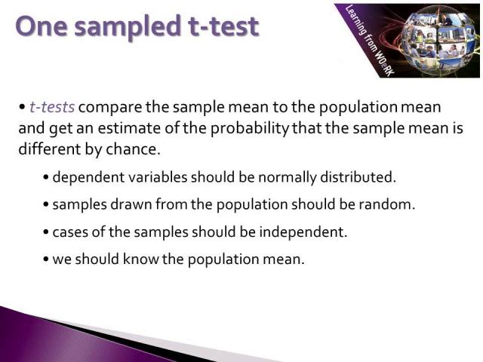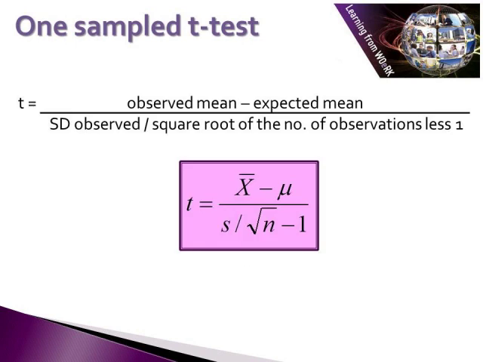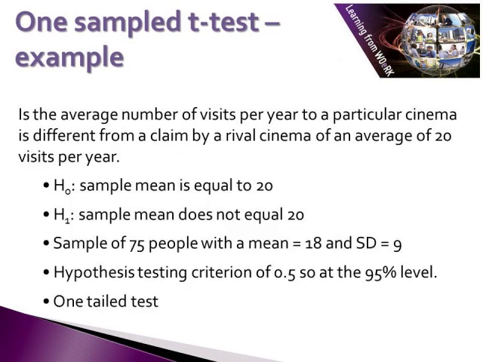In this kind of situation, the test for significance depends on a slightly different sampling distribution from the normal one, and we call this a t-distribution. And you can see here on this graphic the equation for the t-test, and you can see that basically the t-test is your observed mean minus your expected mean, and you divide that by your standard deviation over the square root of the number of observations less 1. So let's have a look at an example of a one-sample t-test.